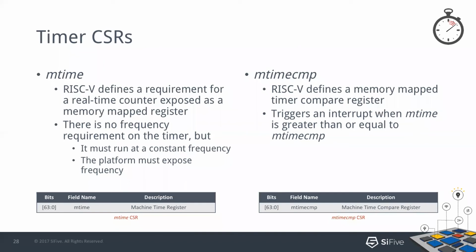And so this is useful for operating systems and real-time operating systems, so that it gives the OS a consistent way to access time, for example. The mtime compare register is another memory map register, and this is used to trigger an interrupt whenever the value of mtime compare is greater than or equal to the mtime CSR. And we'll talk about the specific interrupt that generates in a bit.